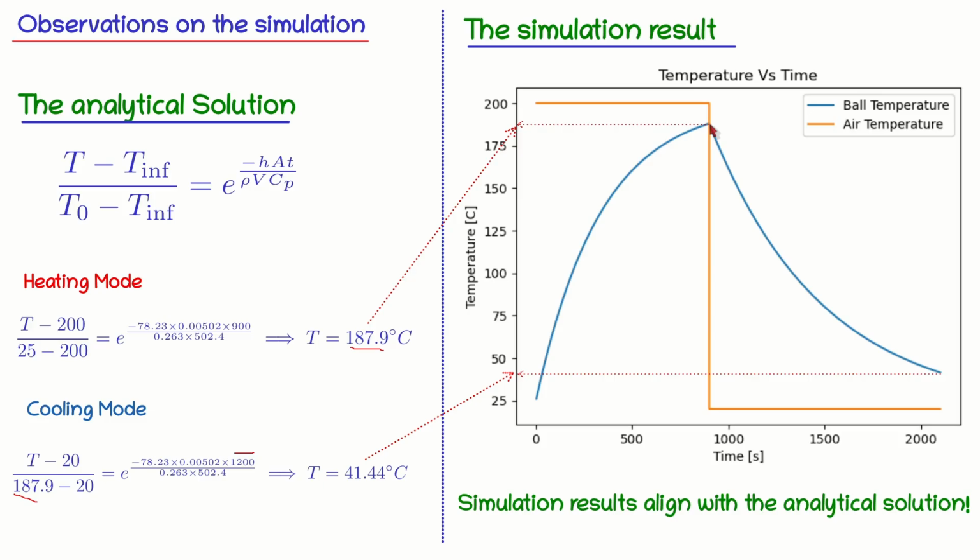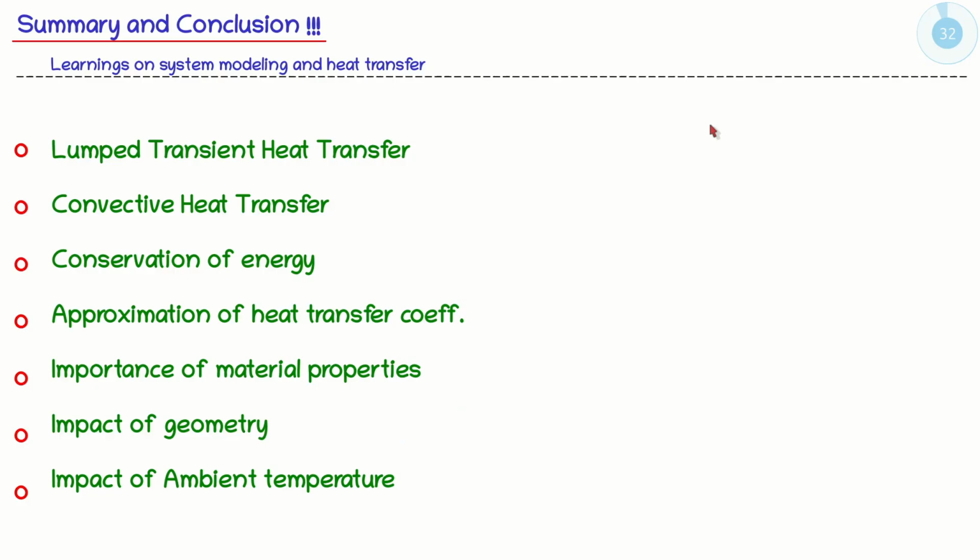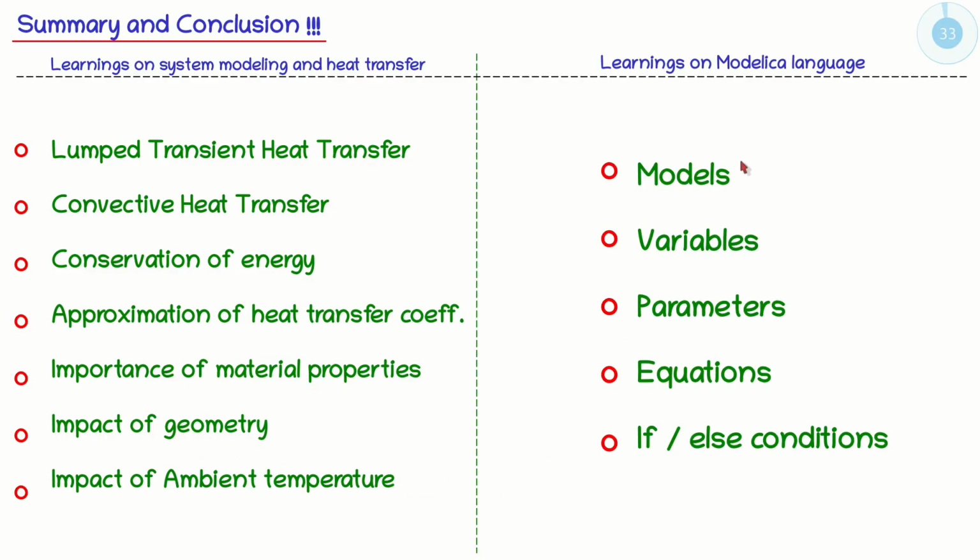So that's all for today's session. We carried out a very simple experiment using the model of a ball getting heated and cooled down. And as part of that, we covered some basic concepts in heat transfer, such as lumped transient heat transfer, convective heat transfer, conservation of energy, and approximation of heat transfer coefficient. Also, why it is important to have accurate information about material properties to correctly capture the simulation results. Also, from a Modelica side, we understood what models, variables, parameters, and equations are. Also, if-else conditions. That's all for today.